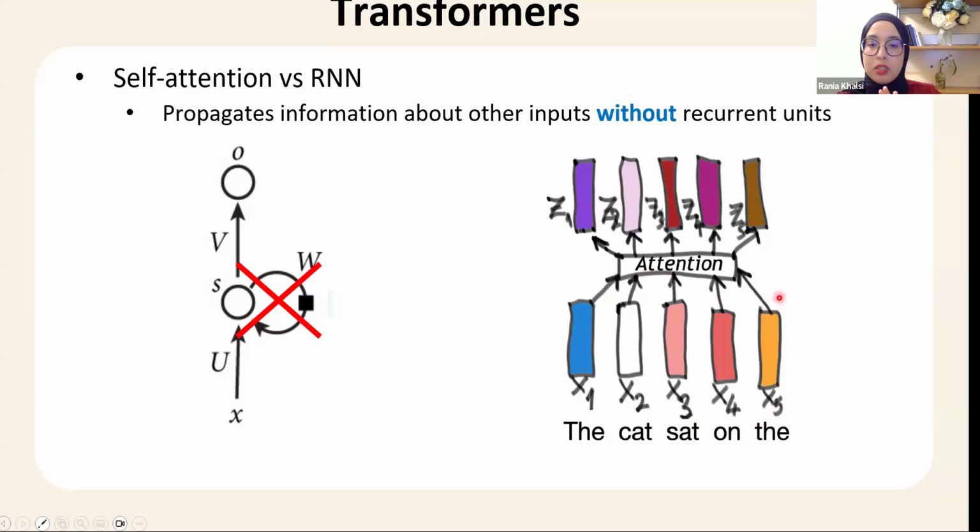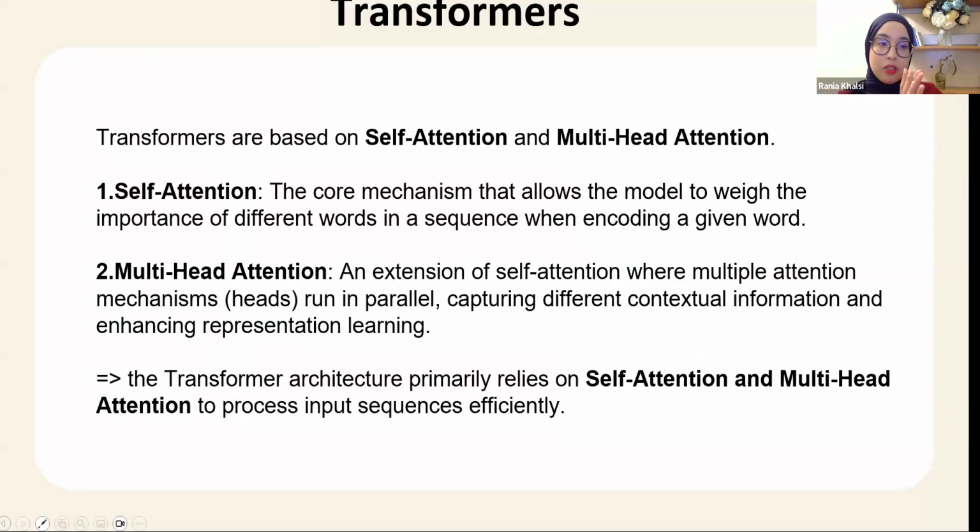No recurrence, no step-by-step processing, just the model asking which word it should pay attention to when understanding this word. This ability to connect all the words simultaneously is the power, and this is mainly the reason transformers learn faster. They handle long sequences better, and they become the foundation of modern models like GPT.